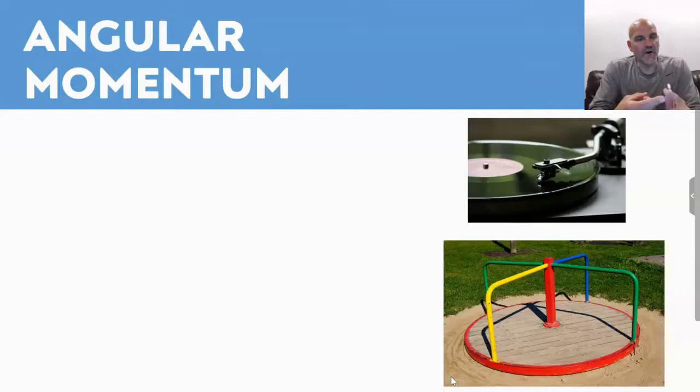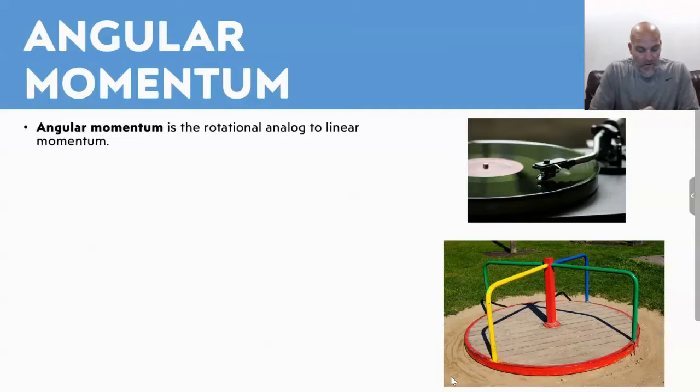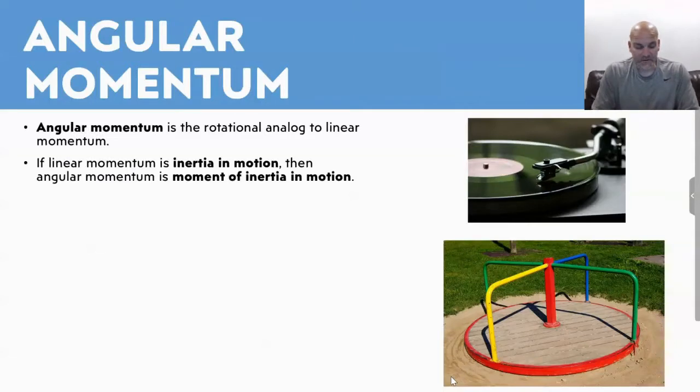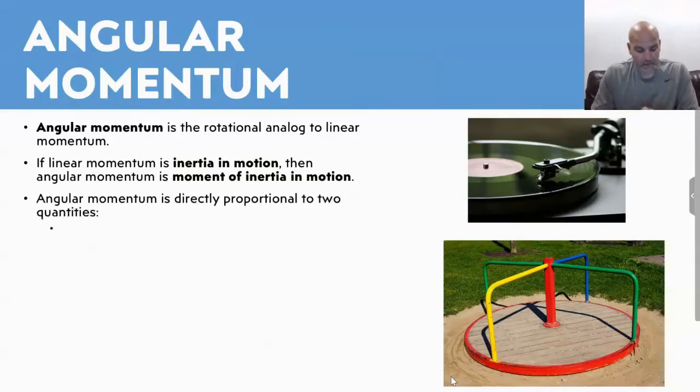So again, we've talked about linear to rotational equivalence. Well, you can see it right there. This is the angular equivalent of momentum, okay? So angular momentum is the rotational analog to linear momentum. So if linear momentum is inertia and motion, then angular momentum is moment of inertia and motion. Okay? So angular momentum is directly proportional to two quantities.